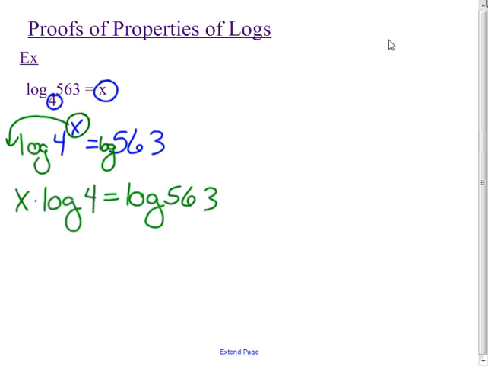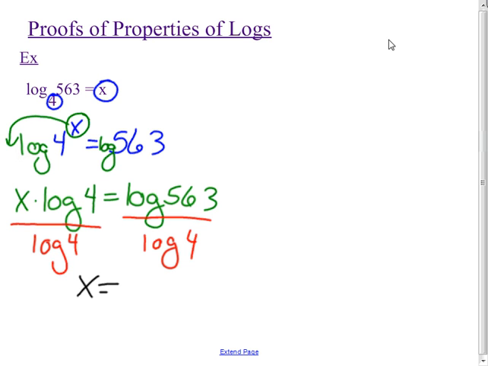So I have to get x by itself. So what's attached to x? Log of 4. The whole thing is attached by multiplication. So we have to undo multiplication by division. So divide both sides by log of 4. So now on the left-hand side, I get x equals, and on the right-hand side, I get this whole quantity.